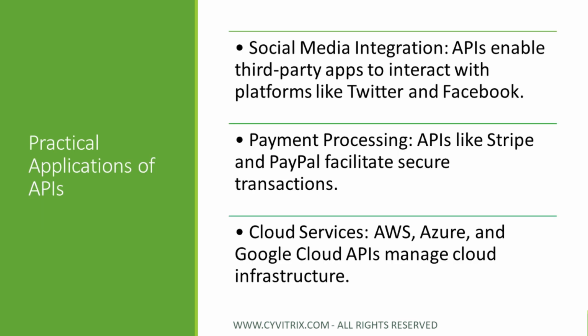APIs are widely used across various industries and applications. For example, social media integration relies on APIs from platforms like Twitter, Facebook, and Instagram, allowing developers to embed social sharing features or fetch user data. Payment processing APIs like Stripe, PayPal, and Square are critical for businesses to handle secure transactions on websites and mobile apps. In the cloud services domain, APIs from providers like AWS, Azure, and Google Cloud allow developers to manage cloud infrastructure, deploy applications, and scale resources.